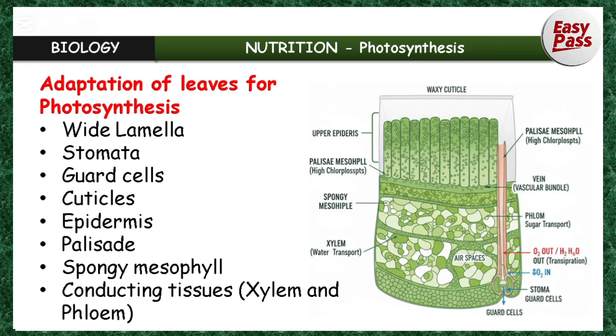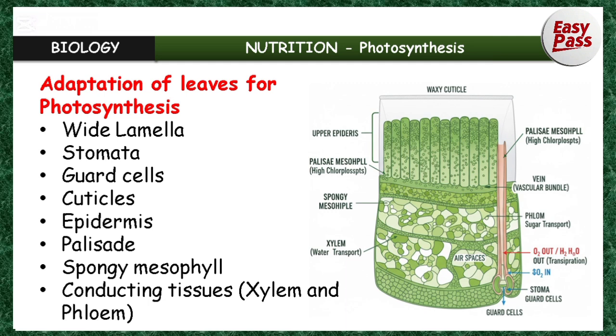The sixth one is the palisade. The palisade are tissues highly rich in chloroplasts, and they play a vital role in the process of photosynthesis. Because they are very rich in chloroplasts, they can capture a lot of energy for the purpose of photosynthesis. When they are in large quantity, we have them as palisade mesophyll.